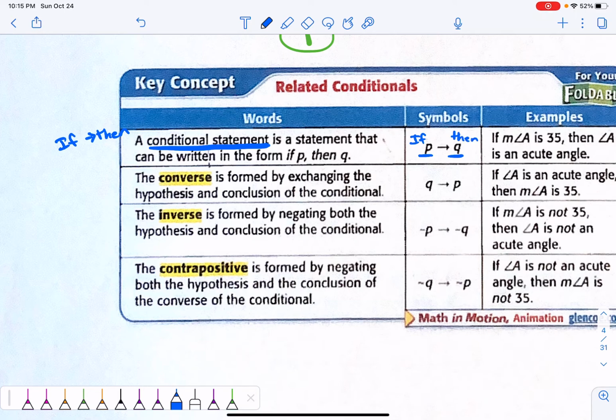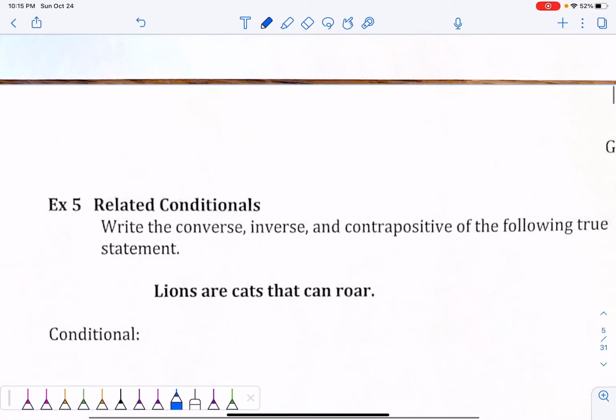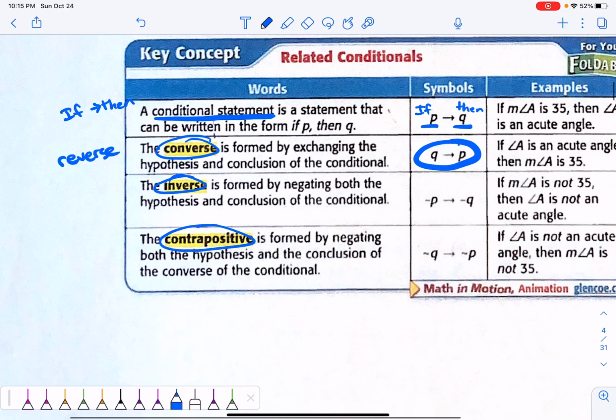Now you have something called a converse, an inverse, a contrapositive, and all that good stuff. The converse is the reverse. Converse is the reverse, and the reverse is taking, instead of doing P → Q, it's Q then P. So you're just taking that and flipping it around. We'll do that to this statement down below here.